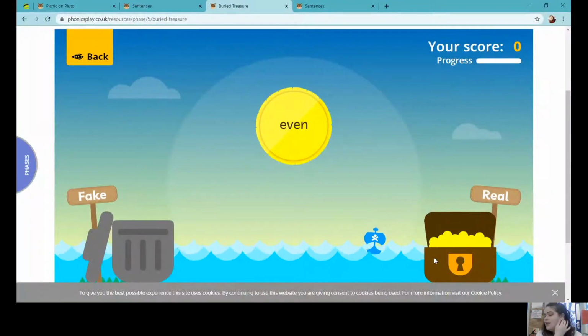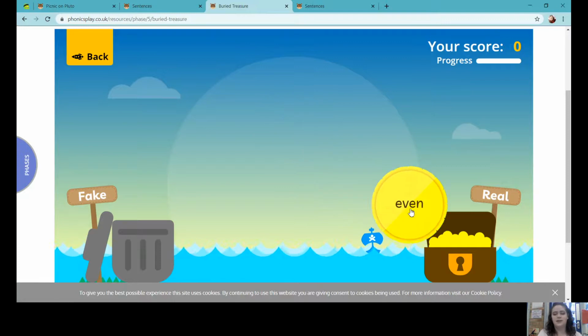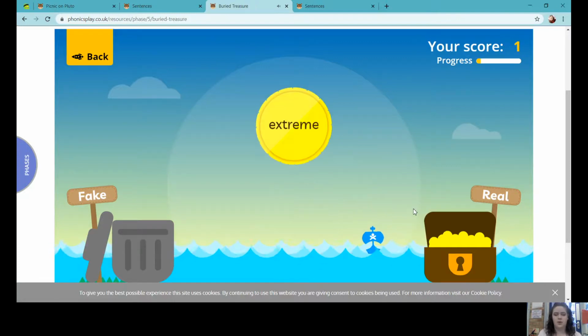Okay, here we go. Reading the first word on my screen, please. Wonderful. Even. Even. Is even a real word or a nonsense word? That's right, it's a real word. Okay, the next word, off you go. Wonderful. Extreme. Extreme. Is extreme a real word or a nonsense word? That's right, it's a real word.